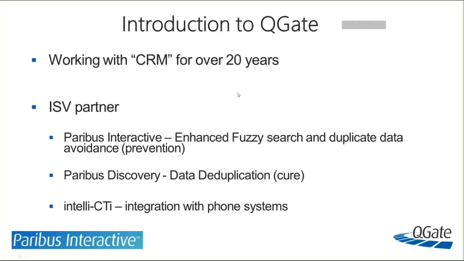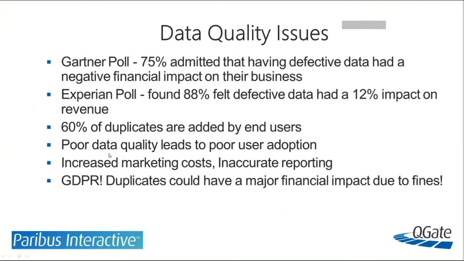The three products we offer are Paribus Interactive, which is what we're going to discuss today, Paribus Discovery, which is a bulk data de-duplication product, the cure, if you will, and we also have a CTI solution, IntelliCTI, which integrates Microsoft Dynamics with your phone system, so we can monitor all inbound and outbound calls and capture all the metrics and notes and so forth. But today we're going to really talk about Paribus Interactive. Before we do, I want to talk a little bit about data quality, especially around duplicate data. It's a very important topic because it could have a major financial impact on your business.